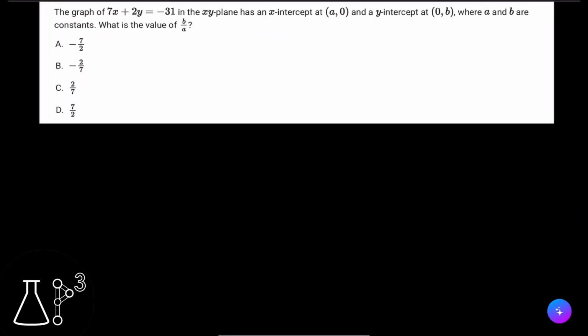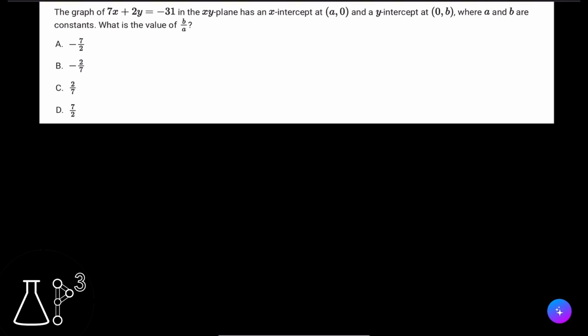Okay, this question might look a little bit tricky, but it's actually pretty simple. Follow my lead. The graph of 7x plus 2y equals negative 31 in the xy-plane has the x-intercept at (a, 0) and y-intercept at (0, b), where a and b are constants. What is the value of b divided by a? So maybe rewrite the function or graph.